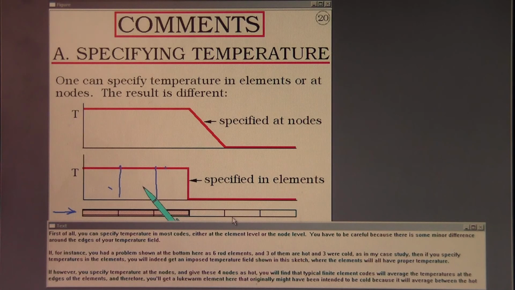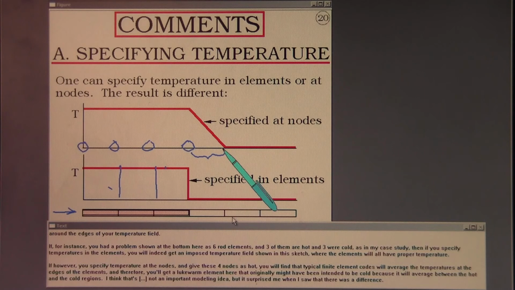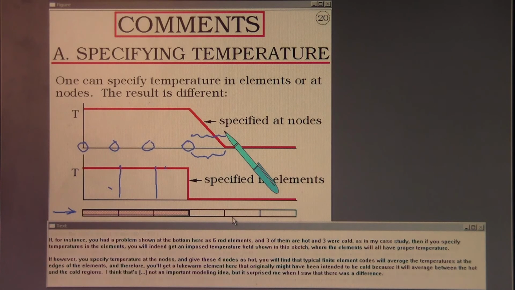If, however, you specify temperature at the nodes and give these 4 nodes as hot, you will find that typical finite element codes will average the temperatures at the edges of the elements, and therefore you'll get a lukewarm element here that originally might have been intended to be cold because it will average between the hot and the cold regions. I think that's not an important modeling idea, but it surprised me when I saw that there was a difference.